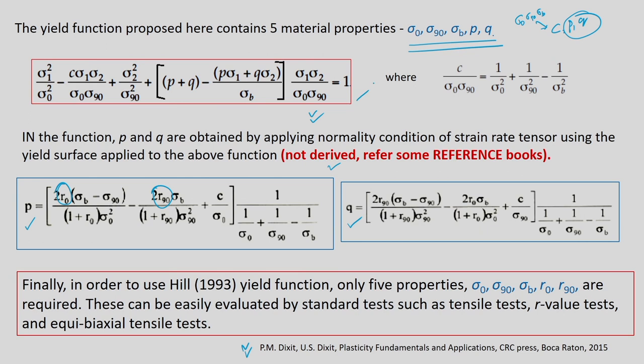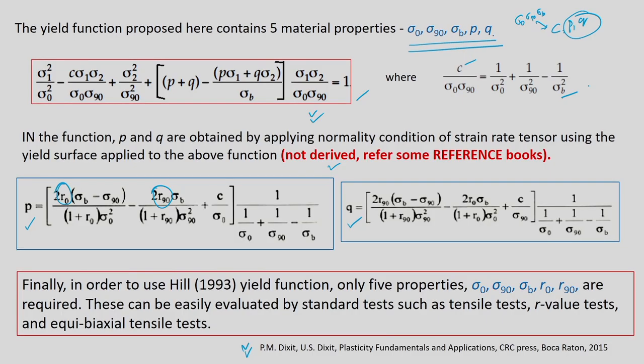If this is the yield function, and one of its terms is C, which is already known, then this yield function is easy to use. Why? Because all the properties are available to us. Sigma 0 can be obtained, sigma 90 can be obtained, sigma b also can be obtained. Now, P and Q you have to evaluate. The P and Q equations are also available, in which the only unknowns are R0 and R90, which also can be obtained.